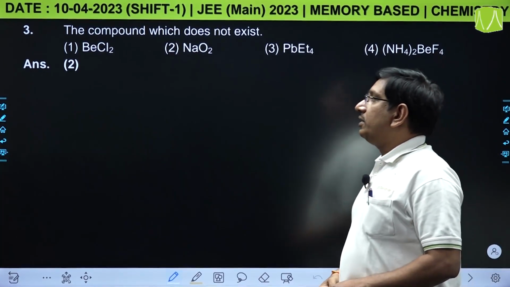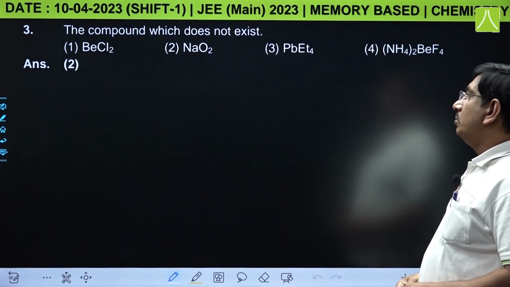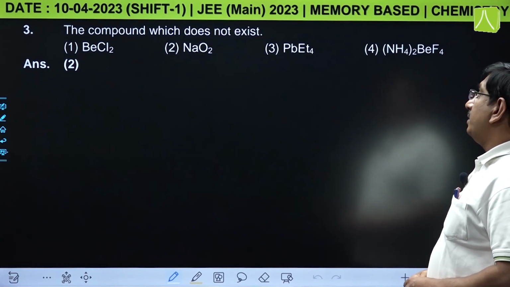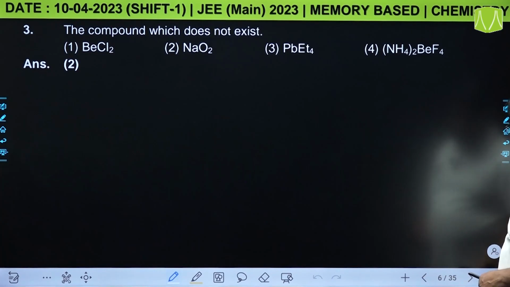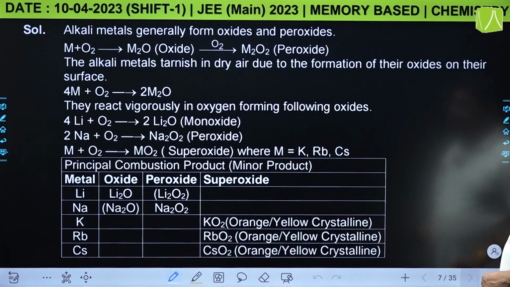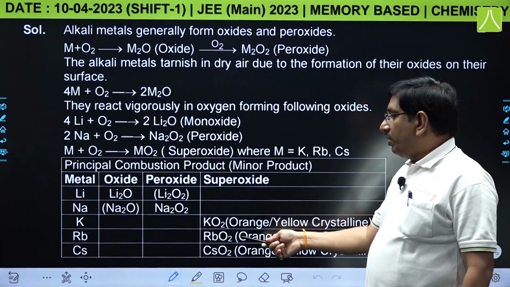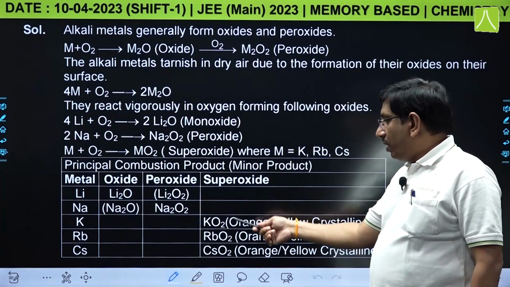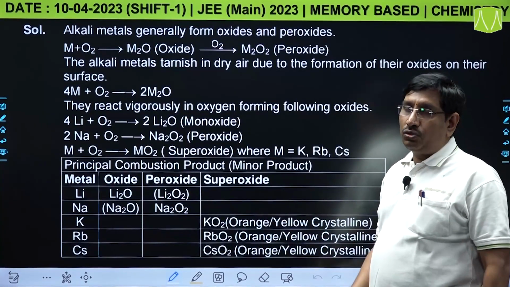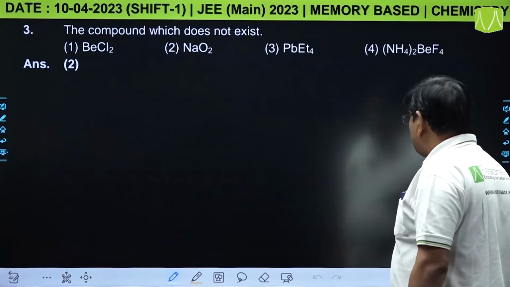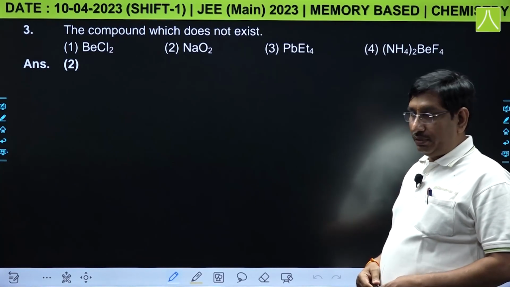The compound which does not exist: in the given compounds beryllium chloride, sodium superoxide, tetraethyl lead and ammonium tetrafluoroberylate. In these, potassium, rubidium and cesium can form superoxides. Lithium and sodium cannot form superoxides. So, here sodium superoxide does not exist.